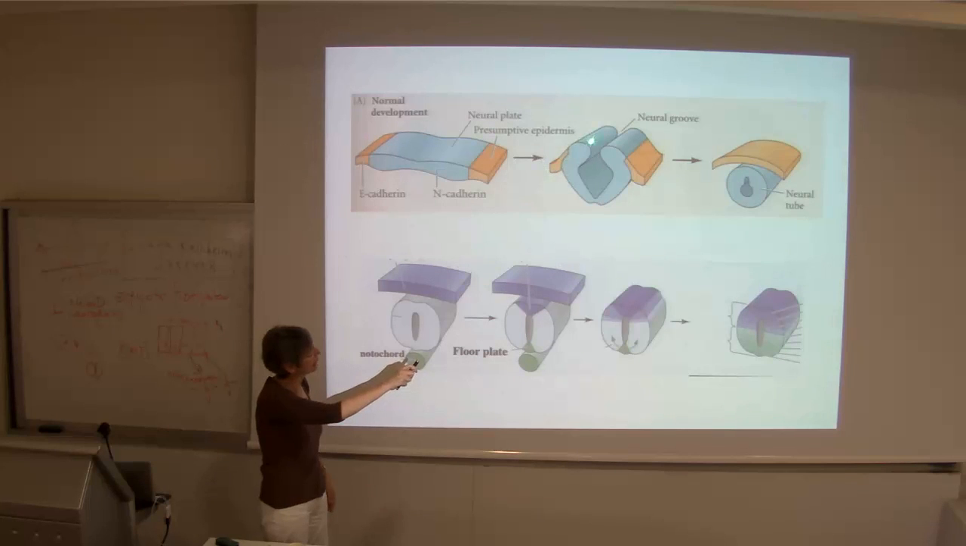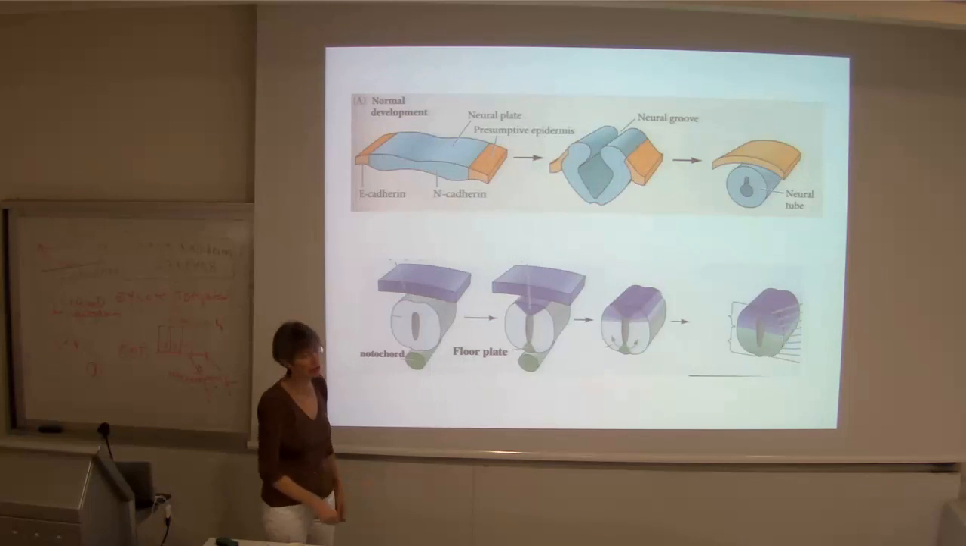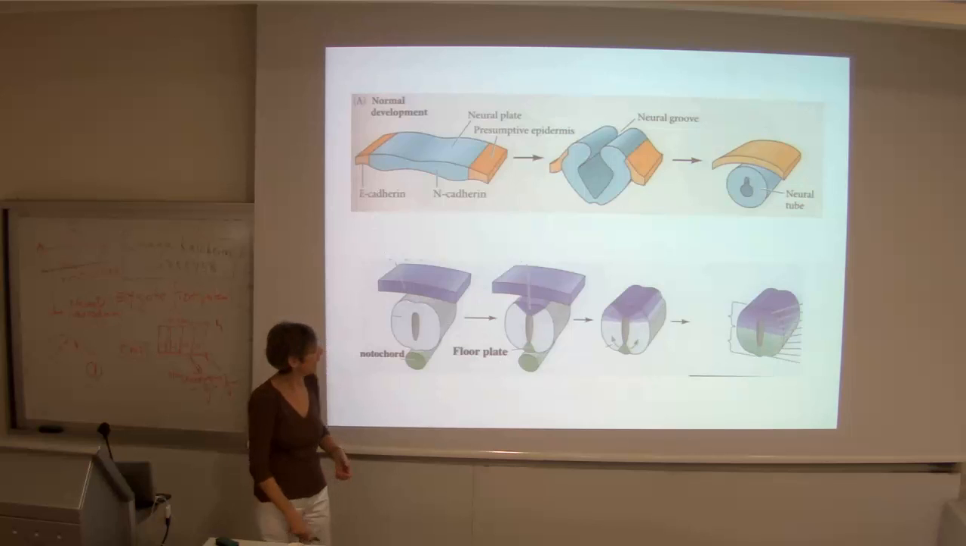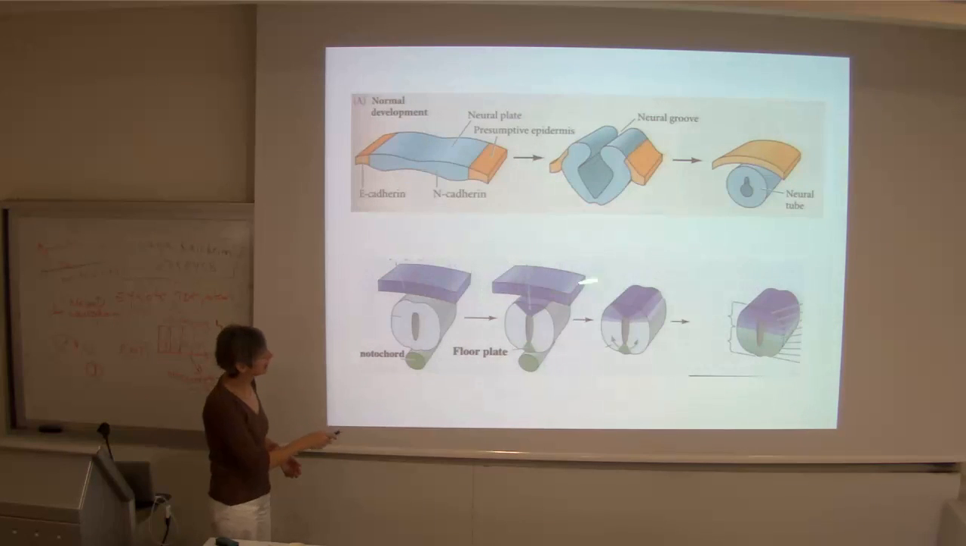So I can draw a line which goes from the blue to the orange color. But then after the tube closes, the orange color separates. This is ectoderm or skin, this is the neural tube. I'll show you true images in a second. And this is the skin here.